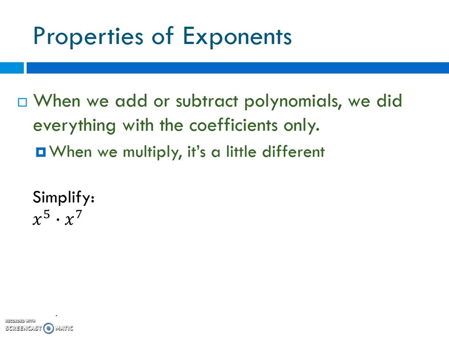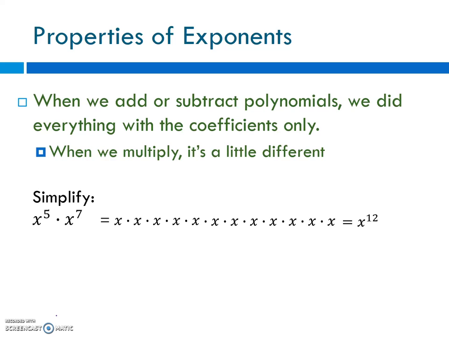If I have x to the fifth times x to the seventh, these have the exact same bases, meaning they both are x's, and the exponents represent how many times you multiply something. So x to the fifth is x times x times x times x times x. And I can rewrite x to the seventh as x times x times x times x times x times x times x, so that's 7 times. Well, this is just one big multiplication problem, and they're all x's, and ultimately I have 12 x's. So I can rewrite this as x to the 12th power.